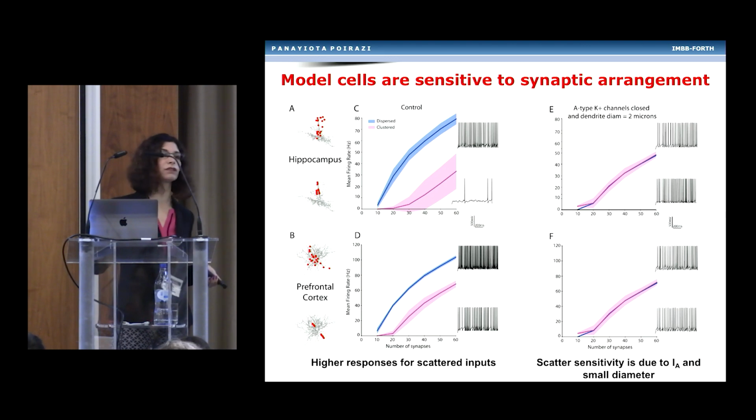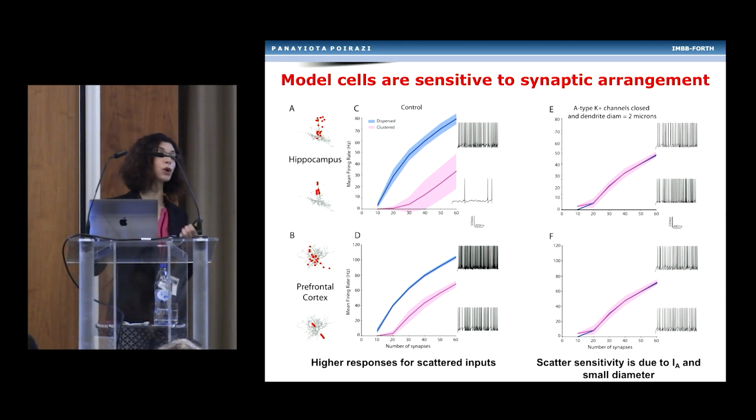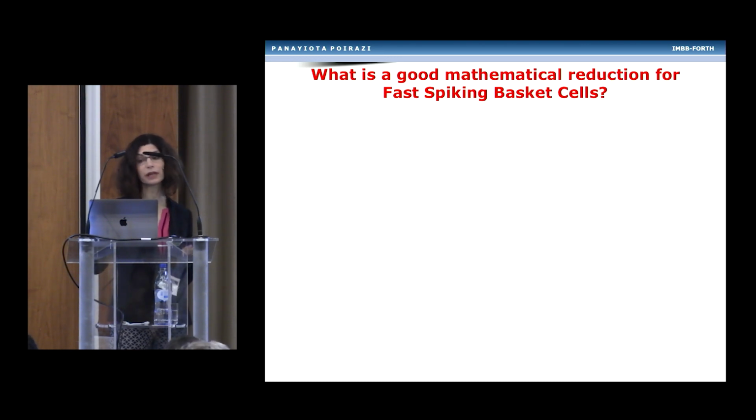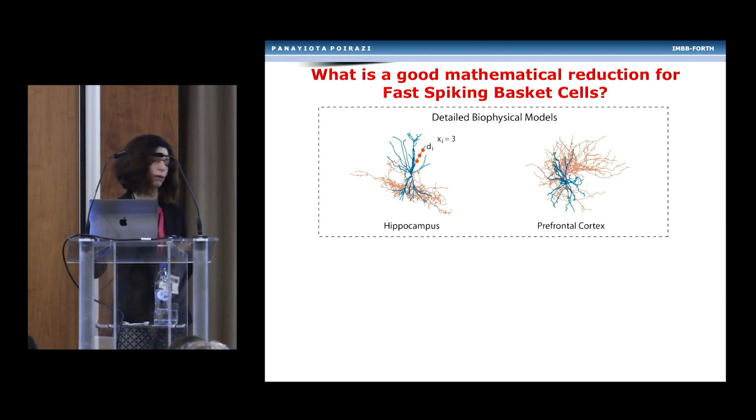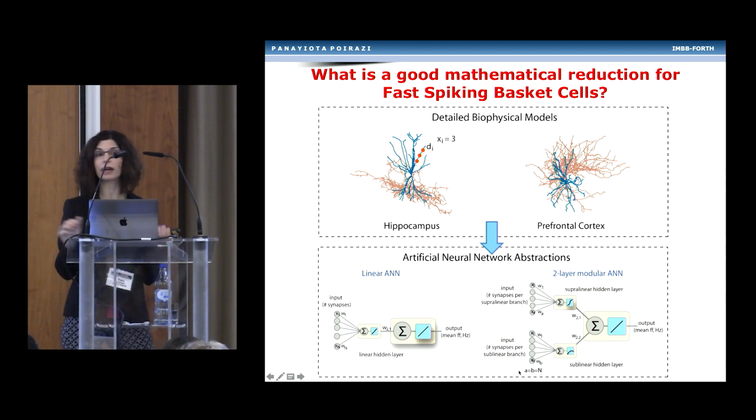Okay, so we know they have nonlinear dendrites. We know they're sensitive to the arrangement of the input. What is a good mathematical description of such a cell? Is it still that the point neuron is a good abstraction, or do we need a different one? So to answer this question, we took the morphologies and we mapped them into two theoretical abstractions.